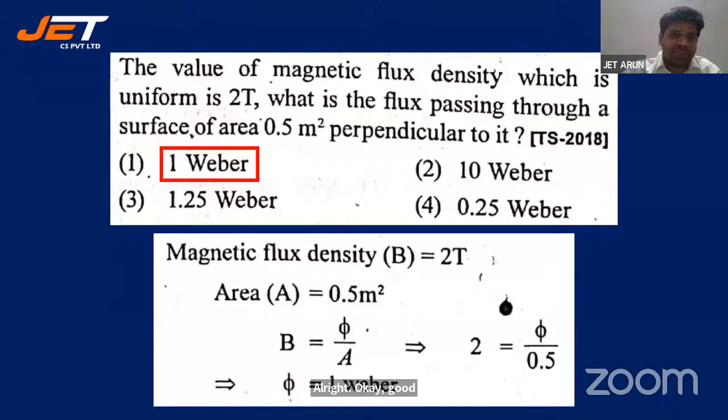All right, let's look at the solution. Magnetic flux density is given as 2 Tesla. Area is 0.5 meters square. So flux is B times A. So phi is equal to 2 times 0.5, which is 1 Weber. See, 1 inka 2 lo confusion endukosthundante calculation tappu aithe confusion vastundi, students.